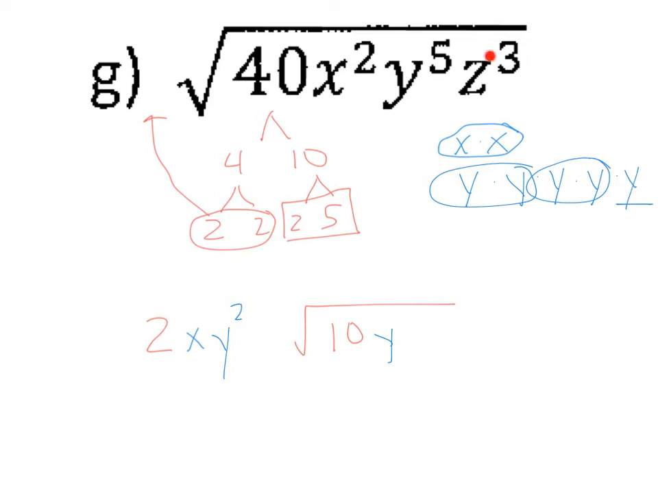Okay, so now let's take a look at our z's. Same thing here. Pair them up. So there are 3 z's. I pair, I get 1 z on the outside, 1 pair. And then I have the poor little z left over on the inside.